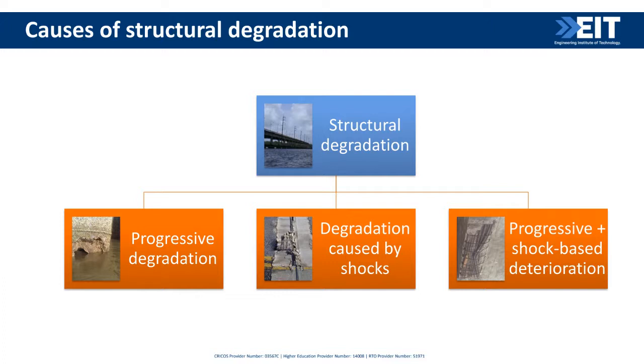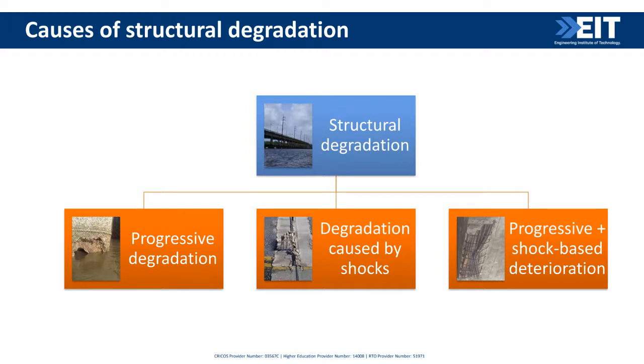You just remove the structure's original condition in terms of resistance and capacity, right? So progressive, gradual degradation will result in a reduction of the structural capacity. And sometimes we have a combination of progressive and shock-based degradation. What shock means for us as structural engineers is when events change the physical properties in a small period of time.